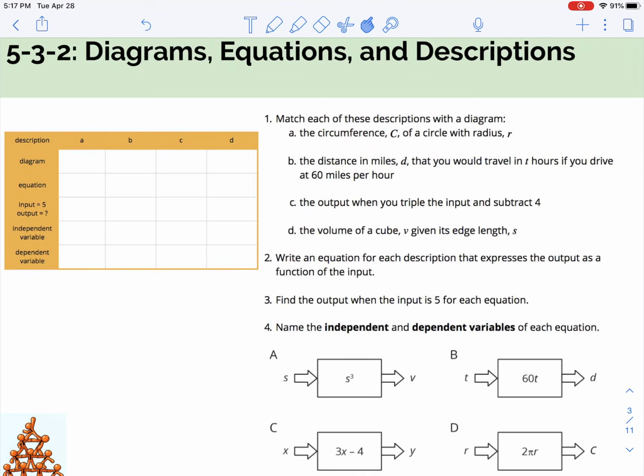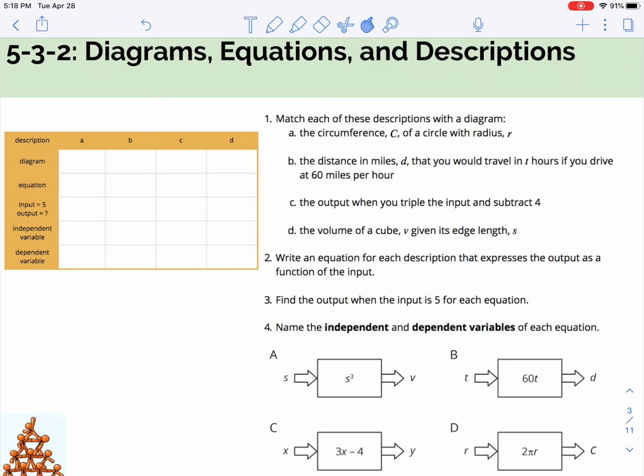Let's see. We have a big chart. This is Activity 2: Diagrams, equations, and descriptions. Match each of these descriptions with a diagram. The diagrams are down there. Then it gives you A, B, C, D.